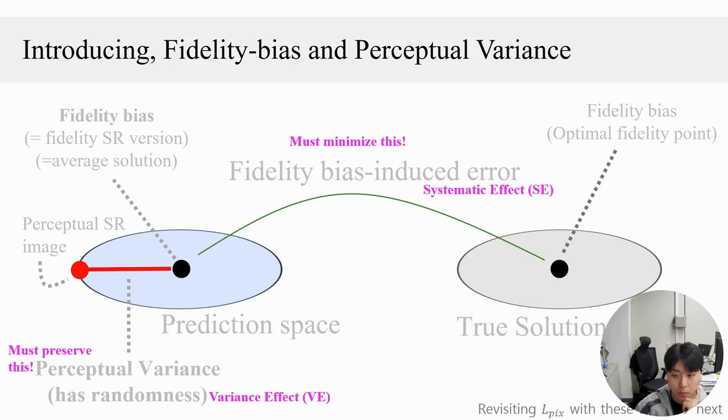From now on, we'll refer to this perceptual variance induced error as the variance effect, VE, and the fidelity bias induced error, which is the systematic effect, as SE. Overall, we're claiming that we must preserve VE while minimizing SE. Thus, we'll show that current approaches are failing to do this, and we will accordingly propose a method to achieve preserving VE and minimizing SE.